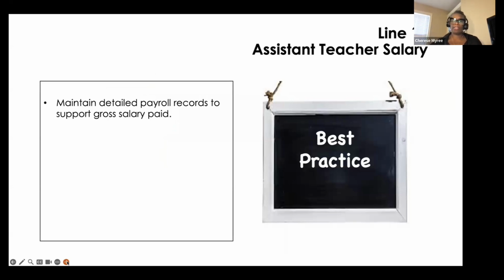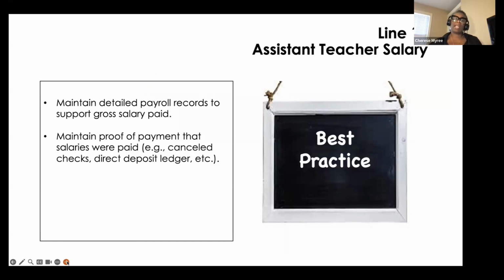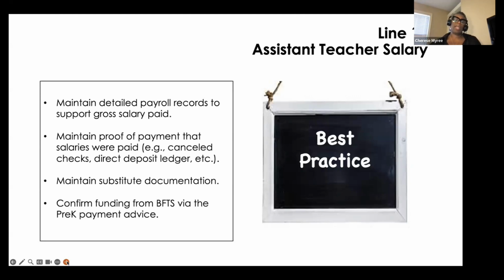So as a best practice, similar to the lead teacher, you want to maintain detailed payroll records to support the gross salary that was paid. You want to maintain proof of payment that supports the net salary, any substitute documentation as it relates to the assistant teacher, and make sure you know how much money you received.